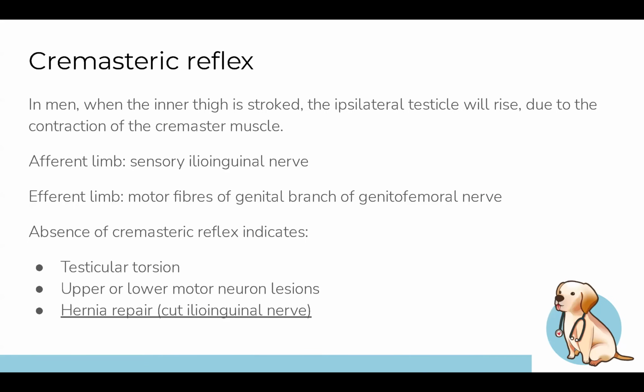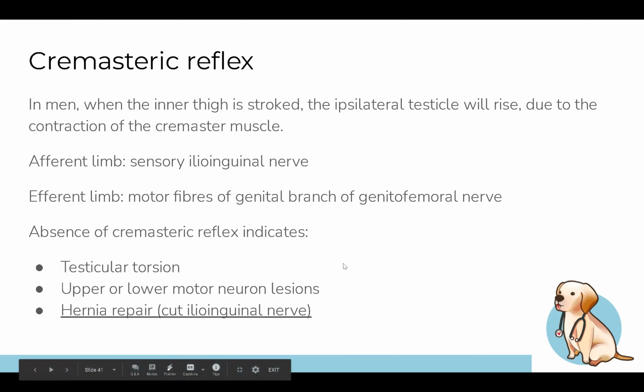So as I mentioned a little bit earlier, I'll be talking about the cremasteric reflex. Remember the genitofemoral nerve supplies muscle innervation to the cremaster muscles in men. And so men have this reflex: when the inner thigh is stroked, the ipsilateral testicle will rise due to contraction of the cremaster muscle. Okay, so ipsilateral just means the same side. If you stroke the right side, it's the right one that will rise, whereas contralateral would mean the opposite side. So just so you're aware of what that means.